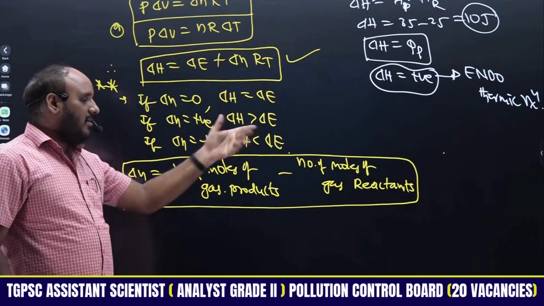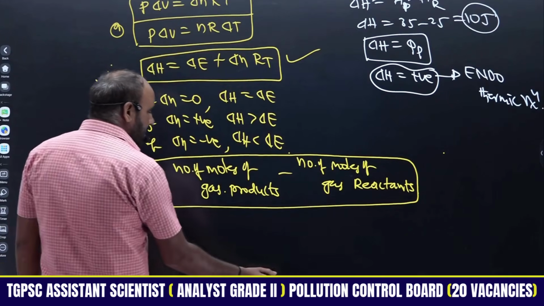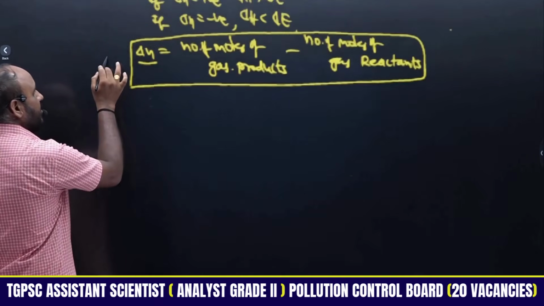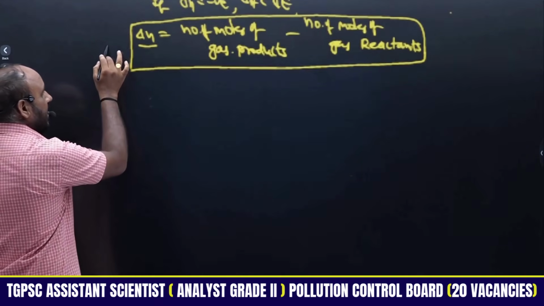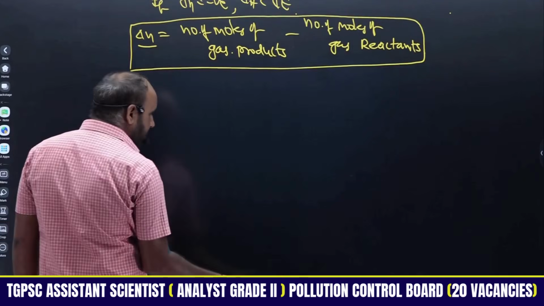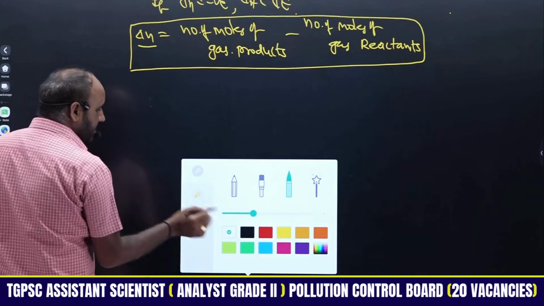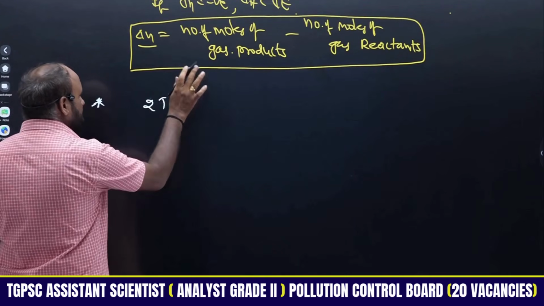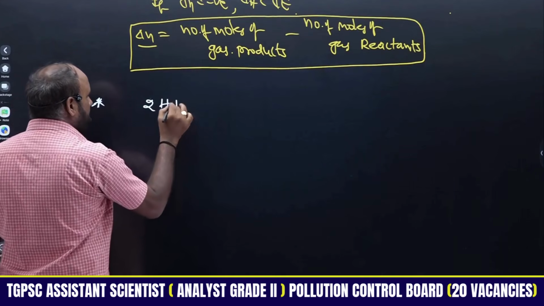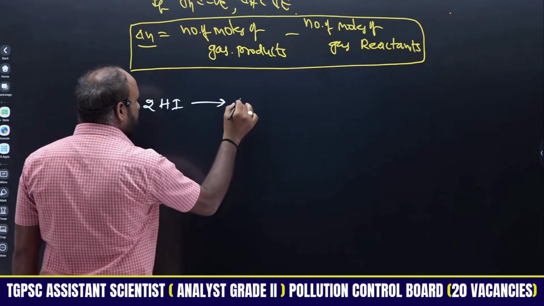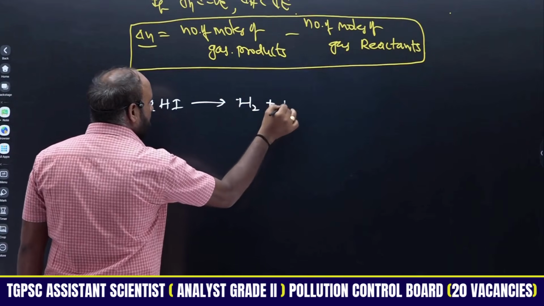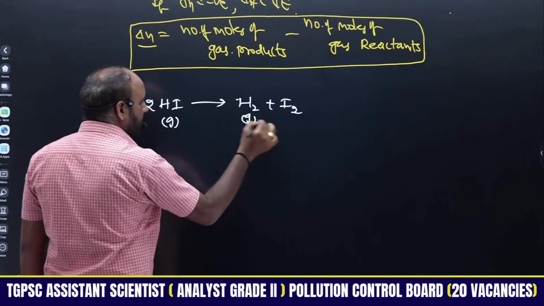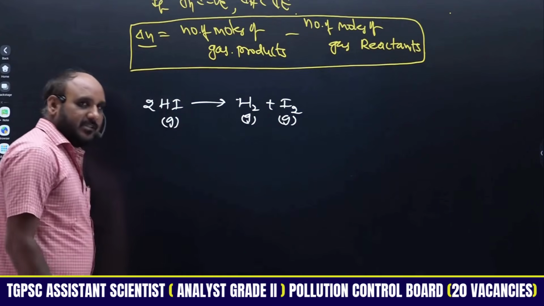So that we'll explain with one example and we'll conclude, right? So the relation between delta E and delta H for the following reaction, right? So what is the example? We'll see. Dissociation of HI. That means 2 moles of HI dissociates into H2 molecule plus I2 molecule. This HI will be gas, H2 will be gas, then I2 will be gas.